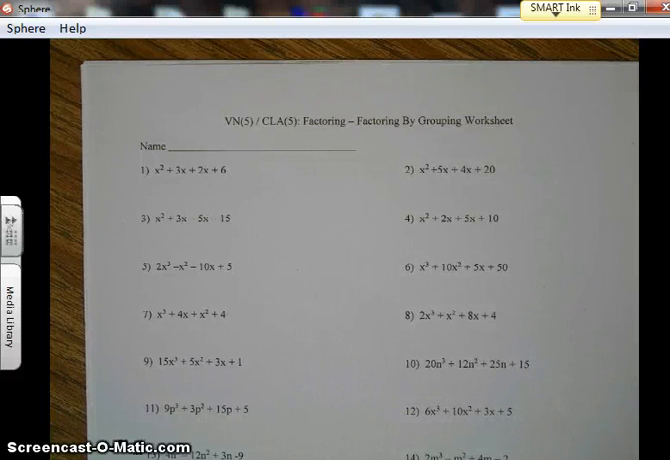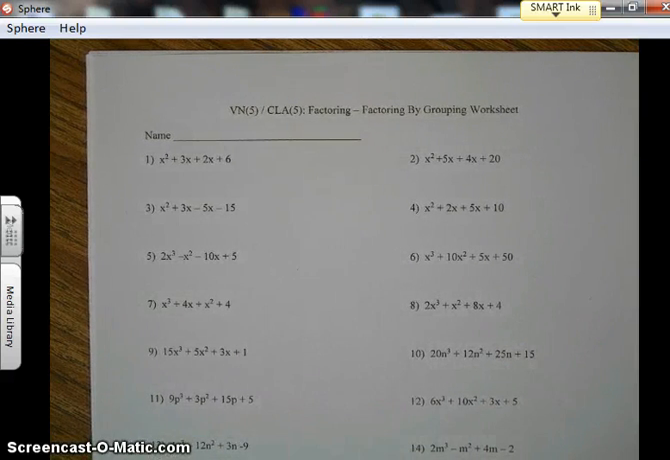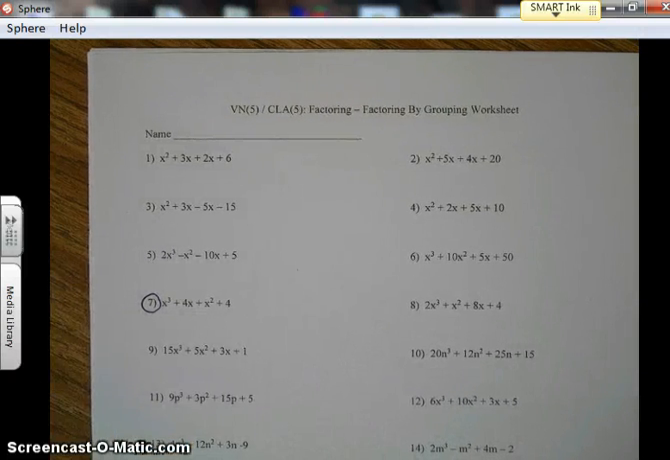Okay, so for our last method for factoring, we're going to use factoring by grouping. So looking at our worksheet, we're going to go ahead and start with number 7 as an example.